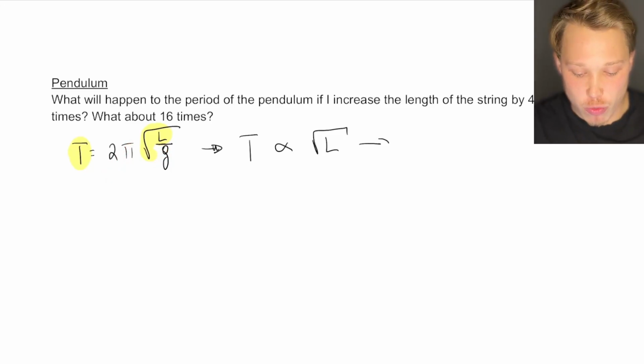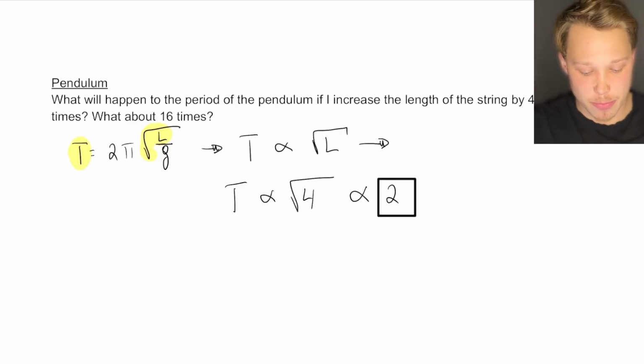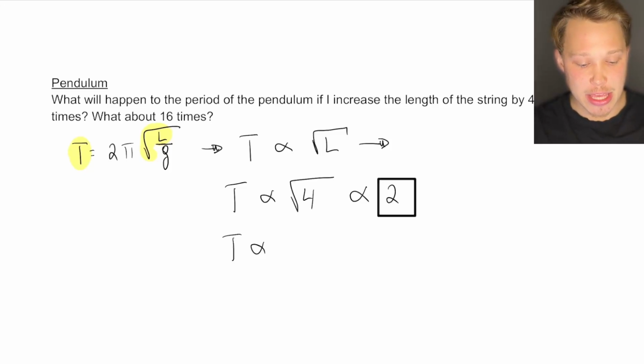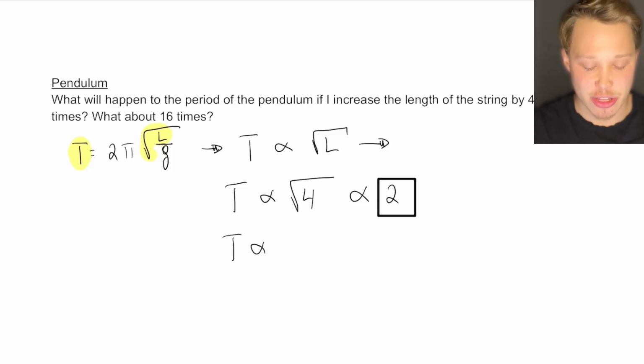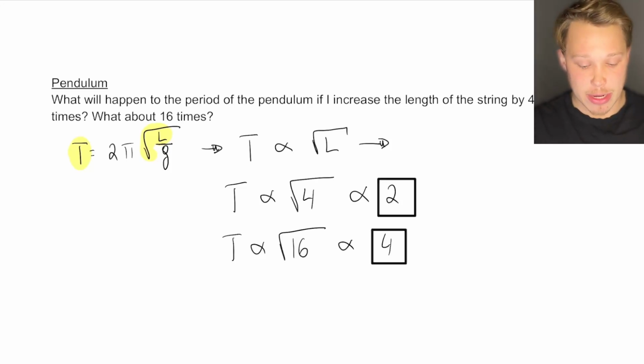Why should I write it like this? This way of writing it allows me to directly plug in. If length increases by 4 times, I can just plug in 4 for length, and the square root of 4 is 2. So I can say that my period increases by 2 times. If I increase the length of my string by 16, I can plug in the factor of 16 for length, and the square root of 16 is 4. Just like this. Amazing.